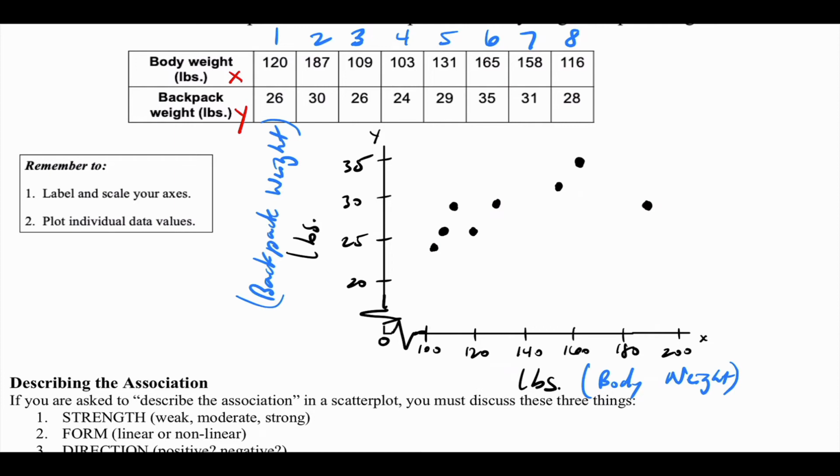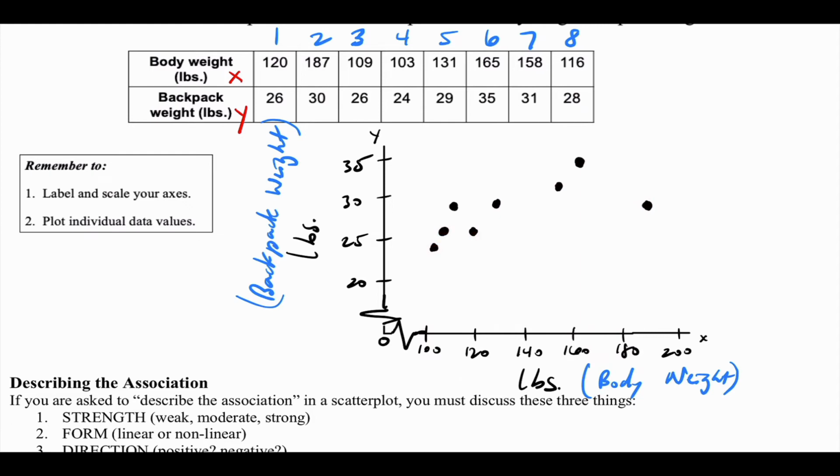As I get bigger, so as I go this way, what's happening to backpack weights? What's happening to the height? So as I go to the right, as I get heavier people, what's happening to the dots? Are they climbing? Are they falling? Are they staying the same? They look like they're climbing a little bit. Not too much, but they look like they're climbing. As I go this way, it looks like the dots are kind of getting a little higher. Not so much this guy right here, but it looks like they're climbing, right? Compared to these guys over here.